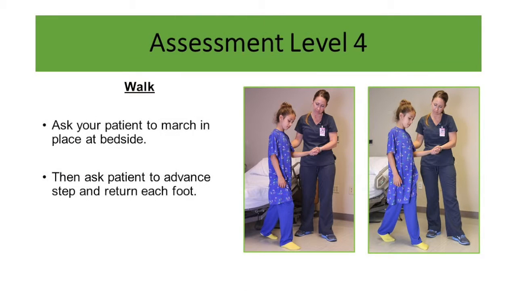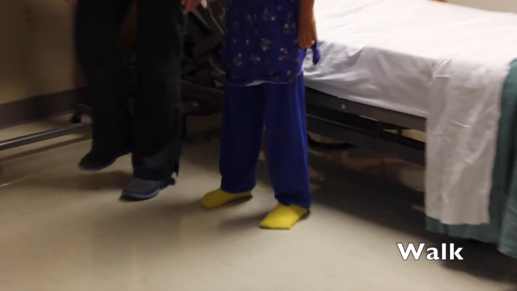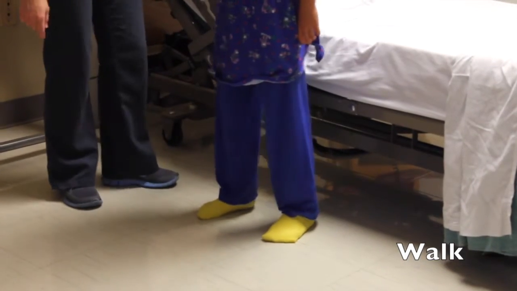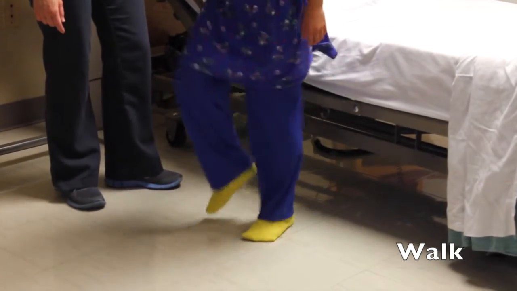If your patient completes the tasks of Assessment Level 3, move on to Assessment Level 4. Even if your patient uses assistive equipment, it is recommended that you complete Assessment Level 4. This will give you a better idea of your patient's complete ability, although it will not change your patient's mobility score. Ask your patient to march in place, ensuring that each foot clears the floor.